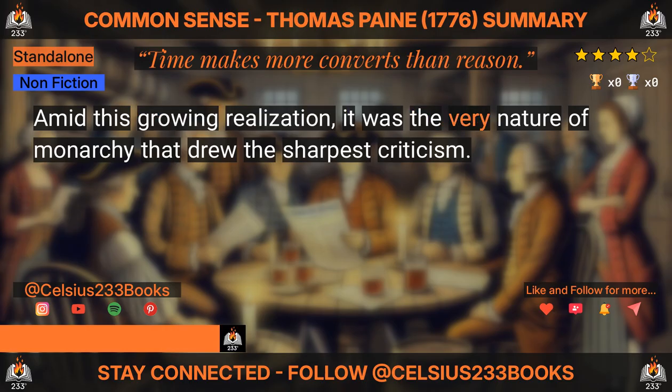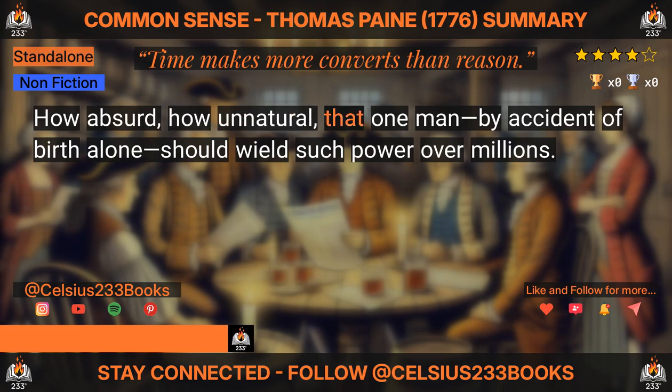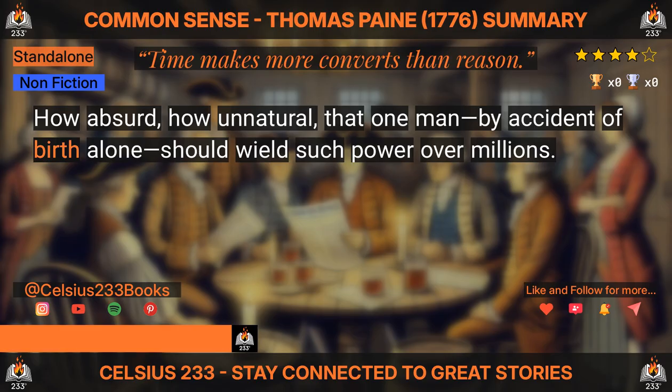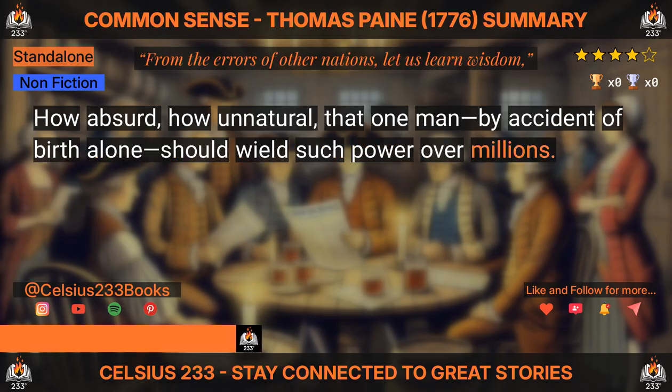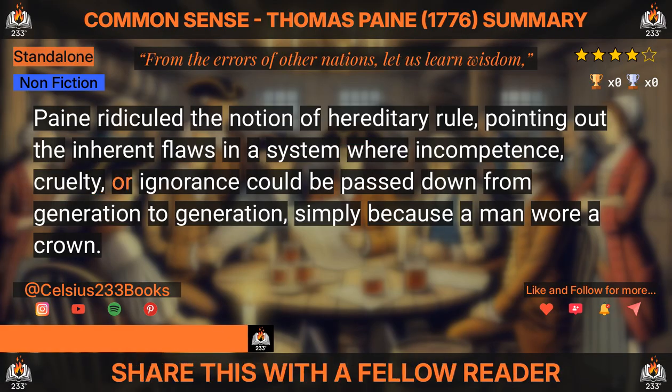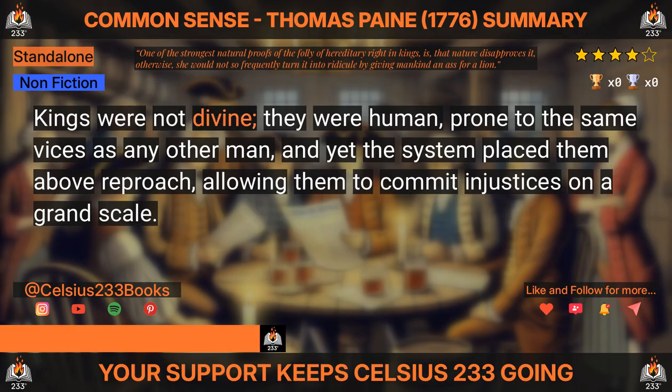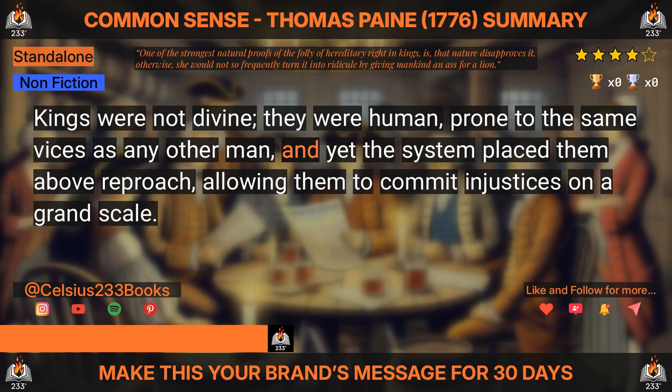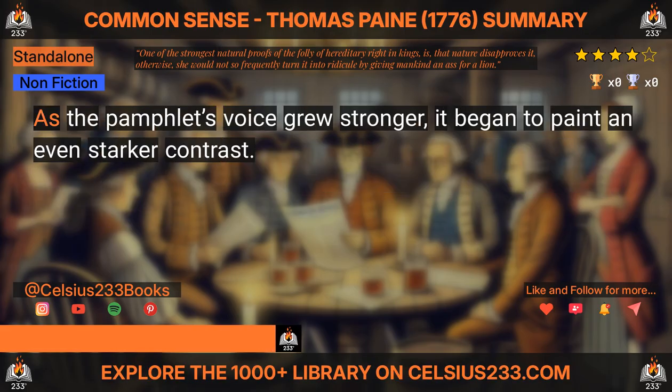Amid this growing realization, it was the very nature of monarchy that drew the sharpest criticism. How absurd, how unnatural that one man, by accident of birth alone, should wield such power over millions. Paine ridiculed the notion of hereditary rule, pointing out the inherent flaws in a system where incompetence, cruelty, or ignorance could be passed down from generation to generation, simply because a man wore a crown. Kings were not divine. They were human, prone to the same vices as any other man, and yet the system placed them above reproach, allowing them to commit injustices on a grand scale.